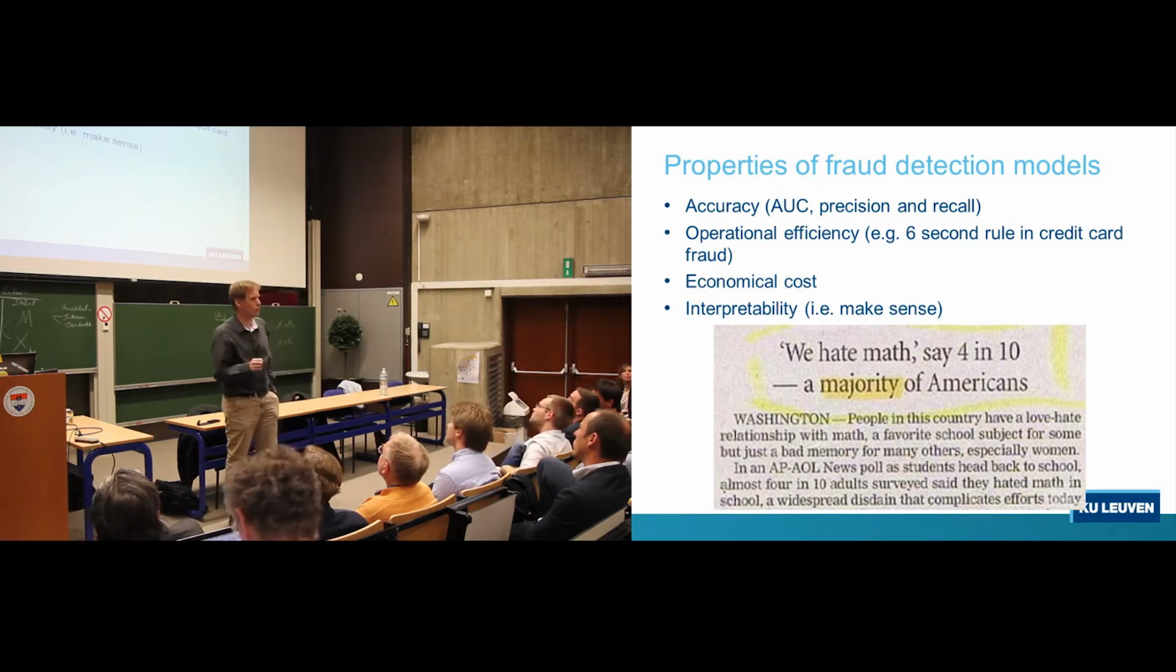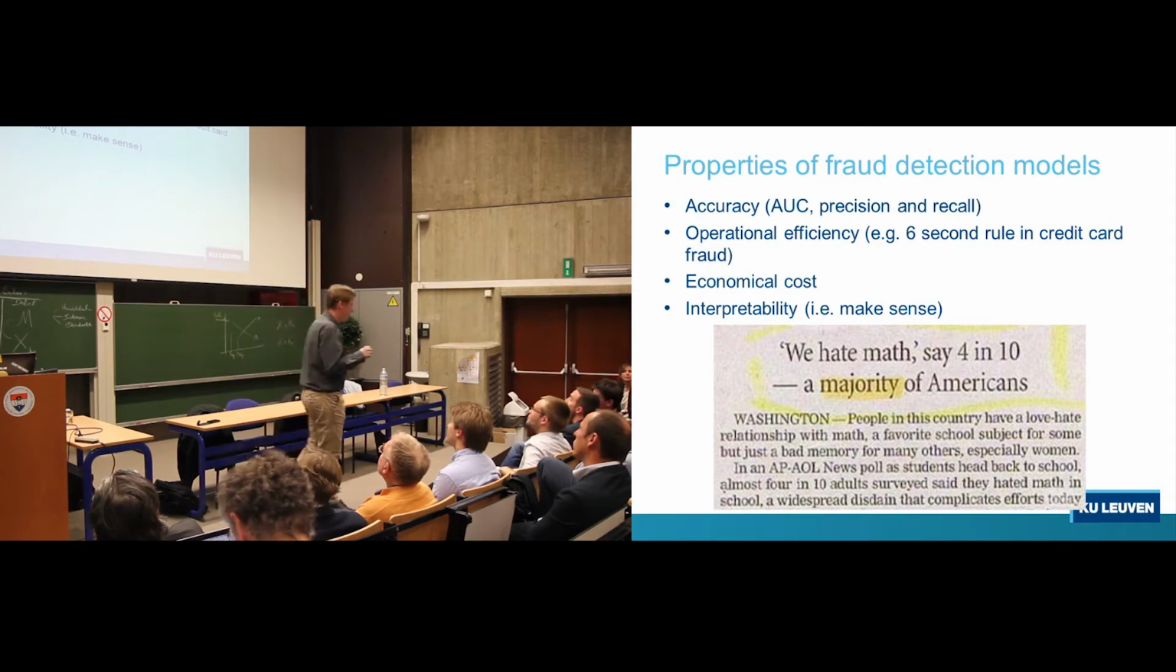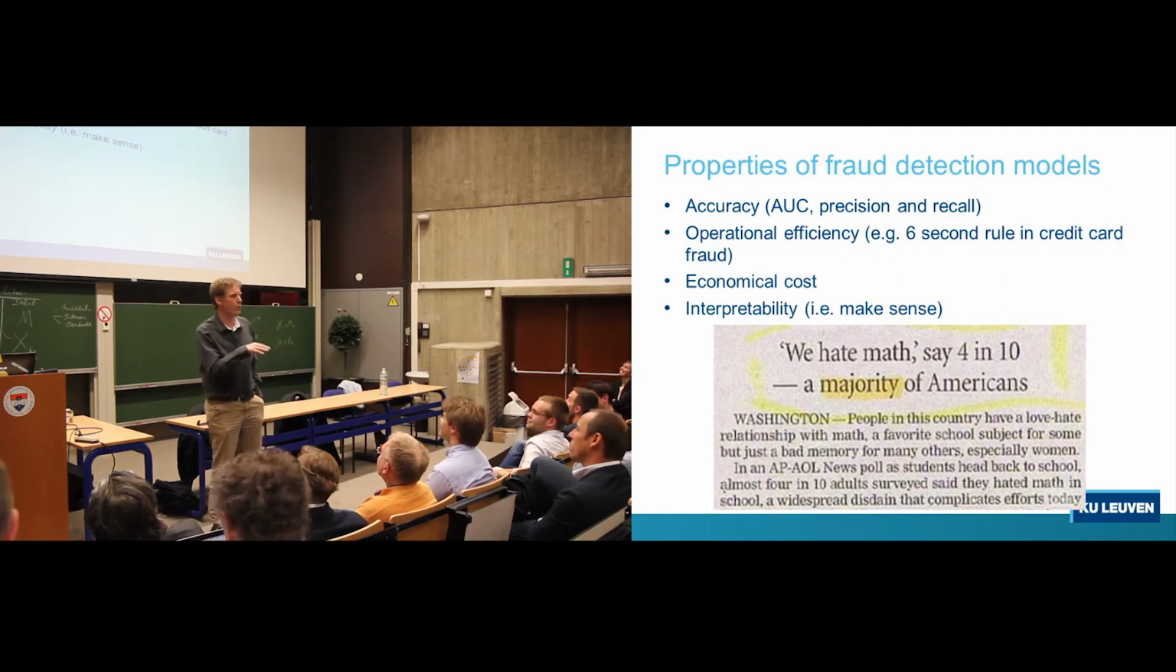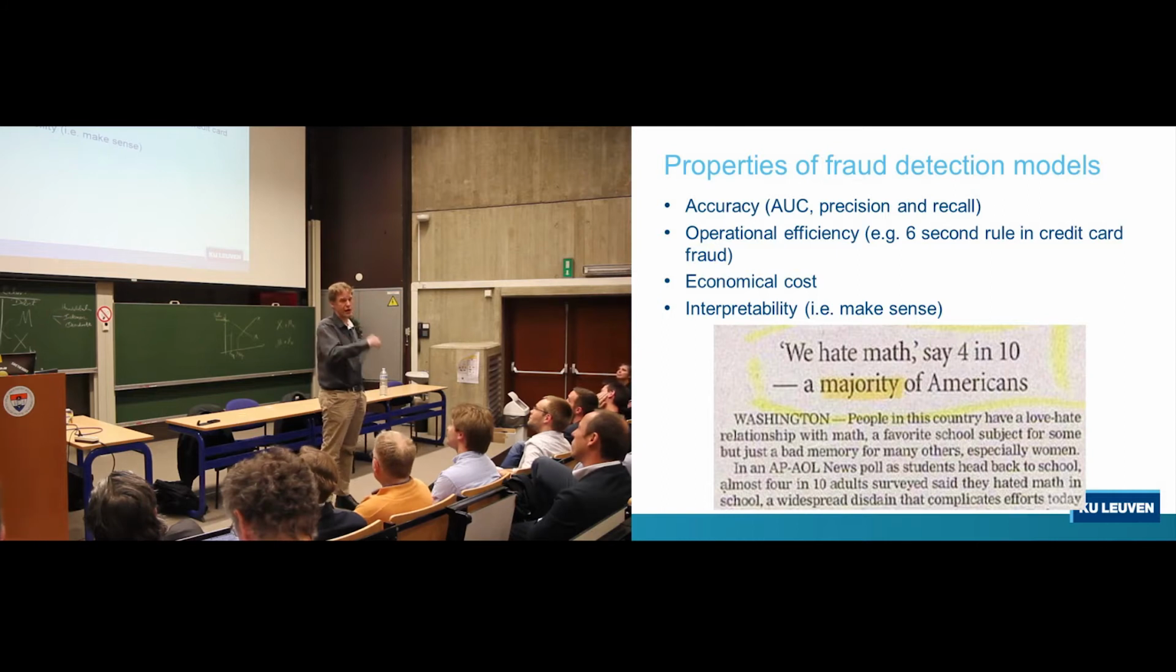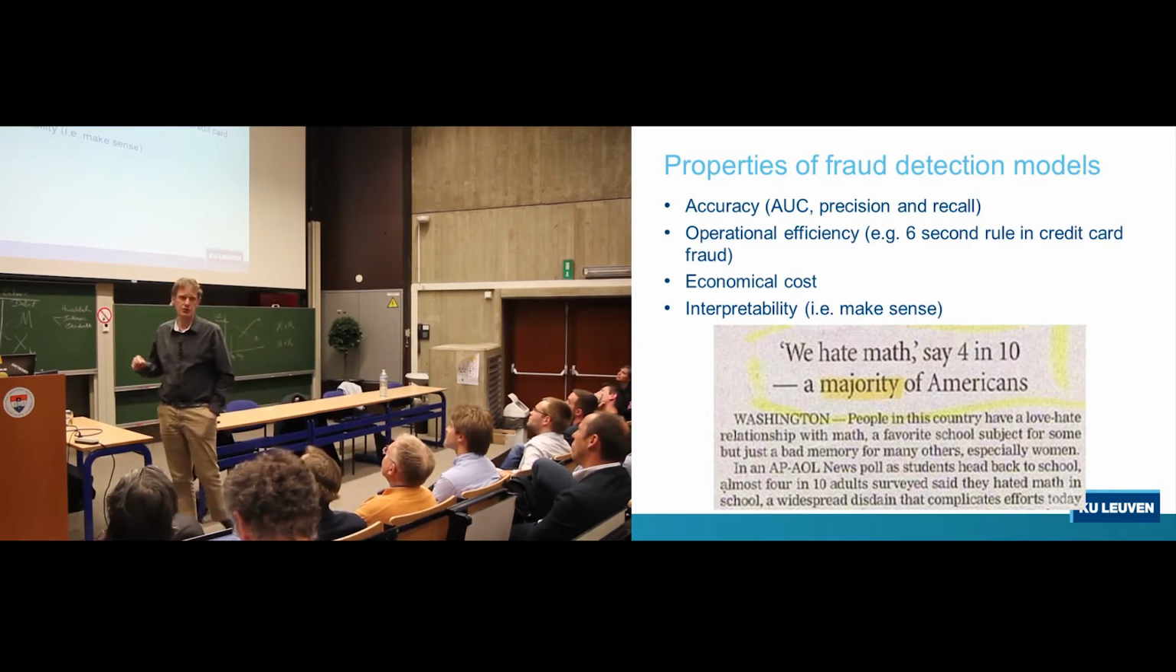Area under the curve. Under what curve? Receiver operating characteristics. Very good. Precision and recall are also very important numbers, like how many of our flagged transactions are actually fraudulent, how many of the fraudulent transactions did we actually capture.